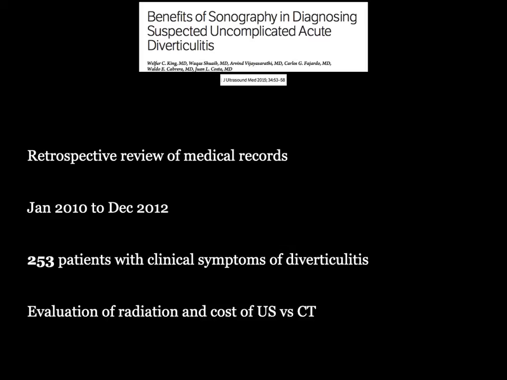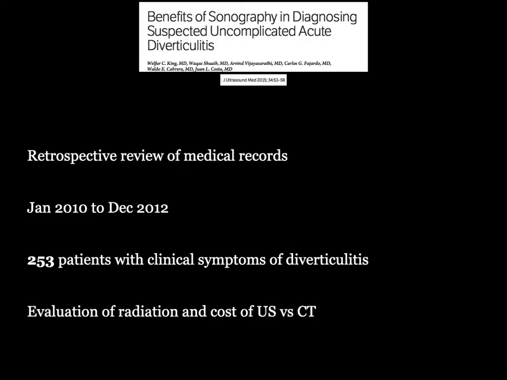So another study looking at the benefits of sonography in diagnosing uncomplicated acute diverticulitis, published in the Journal of Ultrasound Medicine in 2015, was a retrospective review of medical records over the course of 2 years, looking at 253 patients with clinical symptoms of diverticulitis. The ultrasound was performed by an emergency physician before the CT scan in all cases.